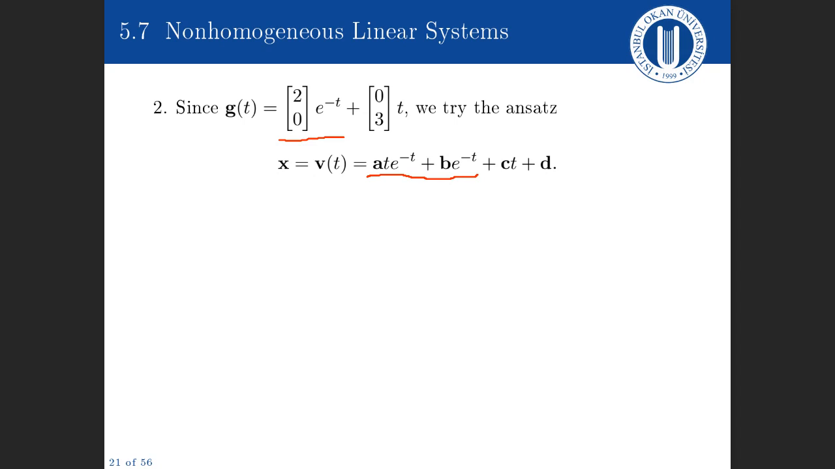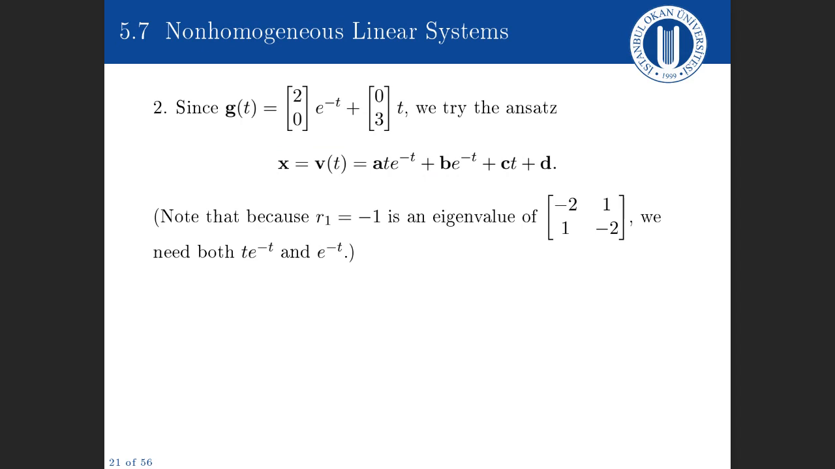Next, let's look at the second term. We have vector t. That's a first degree polynomial, so we think in our ansatz, we should also have a first degree polynomial. So in our ansatz, we put vector c, t, plus vector d. Okay, we need to test this ansatz and try to find the vectors a, b, c, and d. I said this earlier, but let me repeat: because minus one is an eigenvalue of our matrix, we can't just have e to the power minus t in our ansatz. We need to have both t e to the power minus t and e to the power minus t.